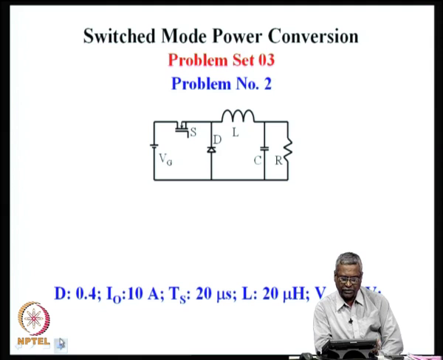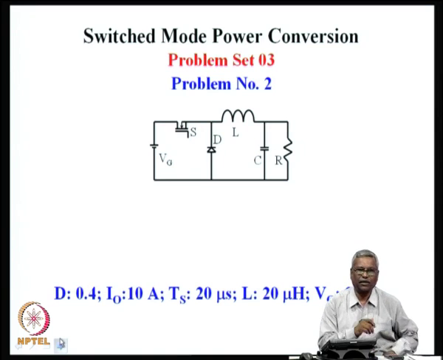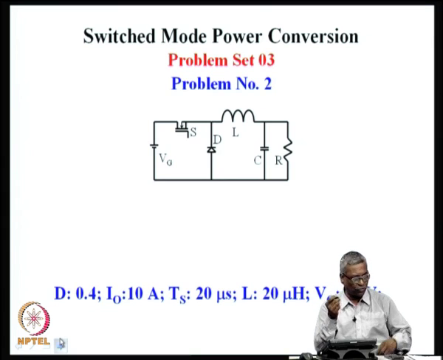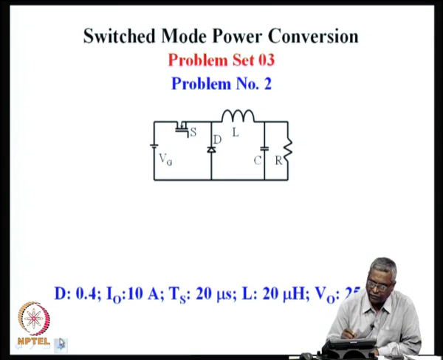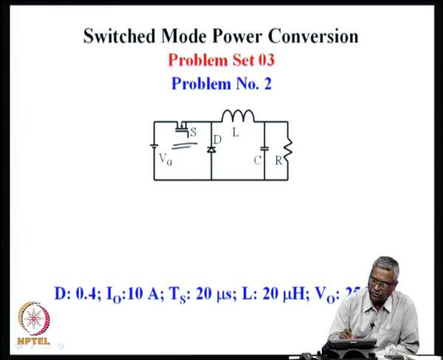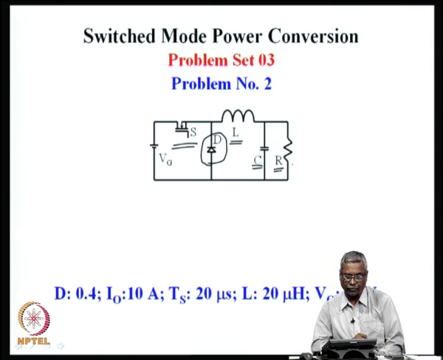Now, this is a problem which is a non-isolated converter, and in this particular converter we will see how the non-idealities are being taken into account. In this converter I have a source of Vg and a switch S, and there is a freewheeling diode D, what you see here, and there is an inductor and a capacitor forming the filter for the converter, and power is delivered to the load which is a resistive load.